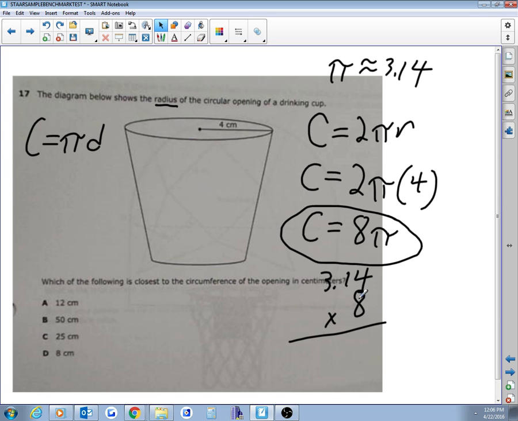And we can round. 8 times 3 is 24, so it's going to be a little more than 24. There's only one answer here that's a little more than 24, and that's 25 centimeters. Here we would have gotten the same thing, only we'd have to change our radius to our diameter.